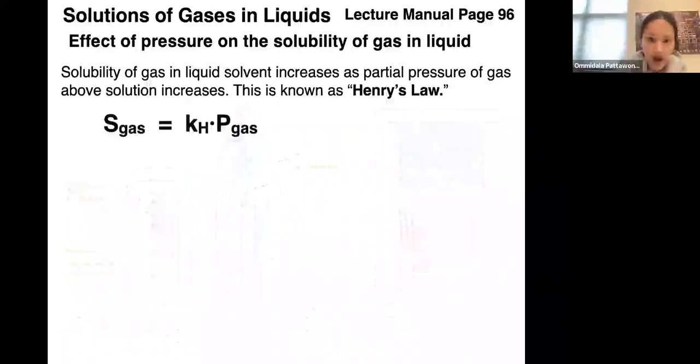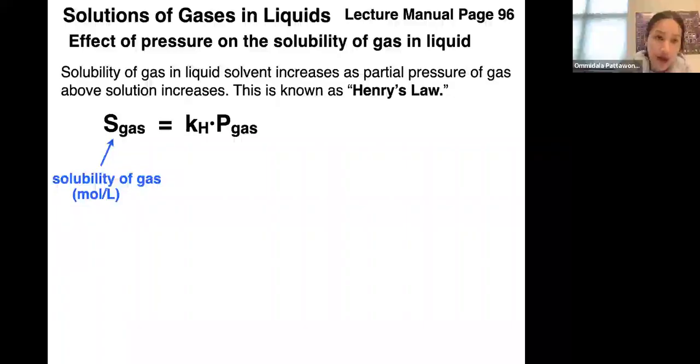Henry's law can also be expressed by a mathematical equation, as it's written here. S is the solubility of the gas, described as the amount of gas over the volume of the solution, right? So in this case, it's going to be mole per liter. You might also see other units that express the amount, for example milligrams or grams per liter, or per milliliter. Any of these would work. Those are the units that describe solubility.